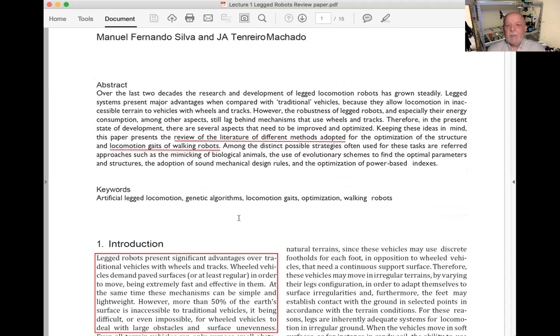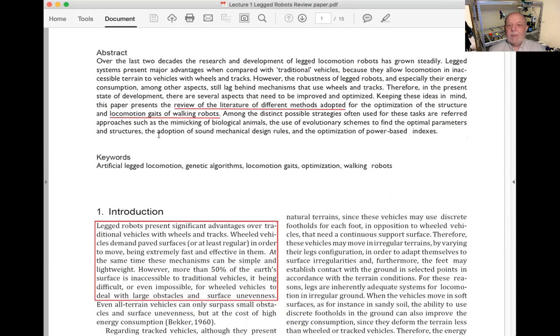But it starts off with a bit of background, and then it tells you what this paper does. So the paper presents a review of the literature of different methods adopted for the optimization of the structure of locomotion gaits for walking robots. For legged robots, as the title says. So that gives you an impression of what the paper's about. Let's hope it actually does what it says.